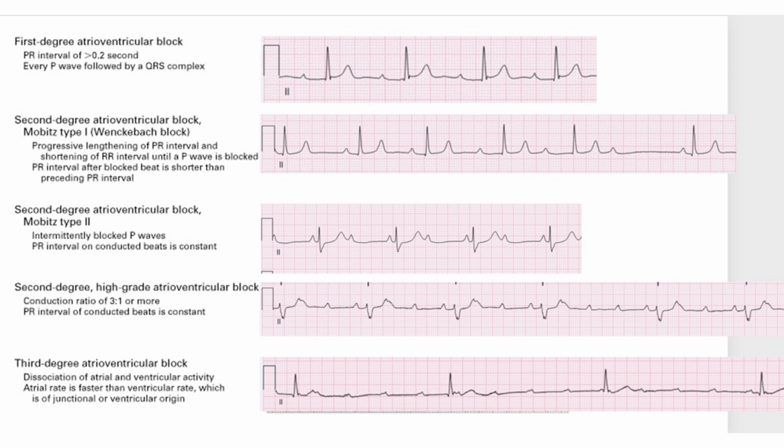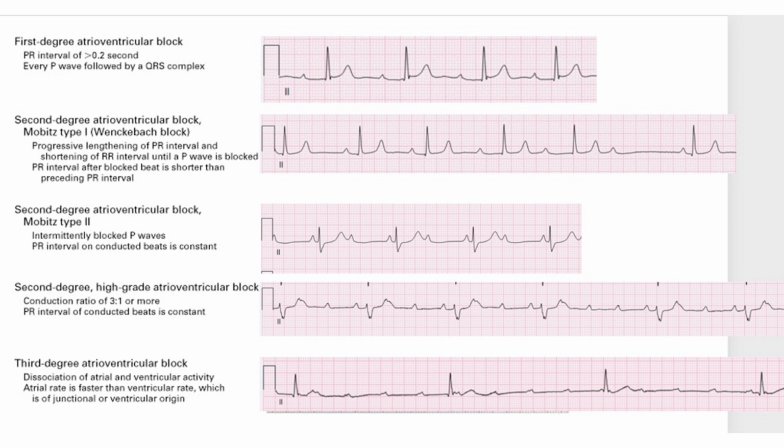Second degree heart blocks are of three types: Mobitz type 1 or Wenckebach, where there's progressive lengthening of PR interval and shortening of RR interval until a P wave is blocked. The PR interval after the blocked beat is shorter than the preceding PR interval. The second strip is second degree heart block, Mobitz type 1.